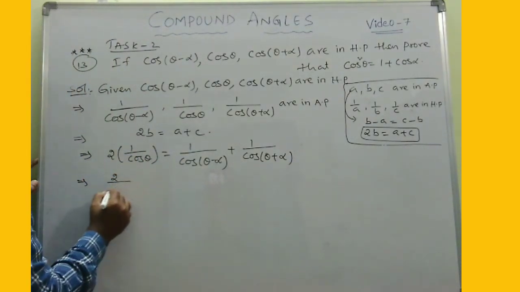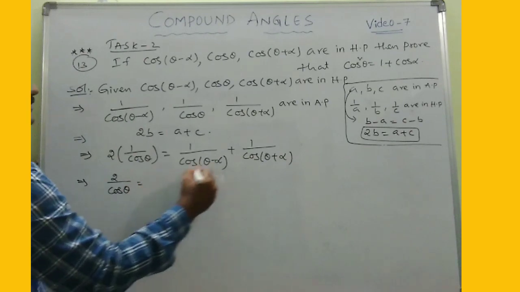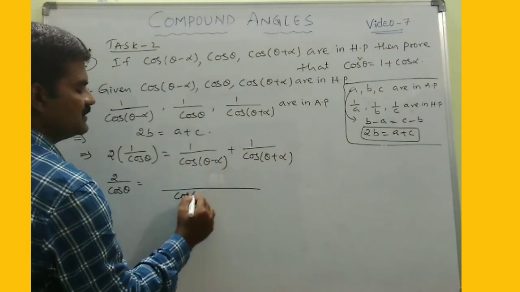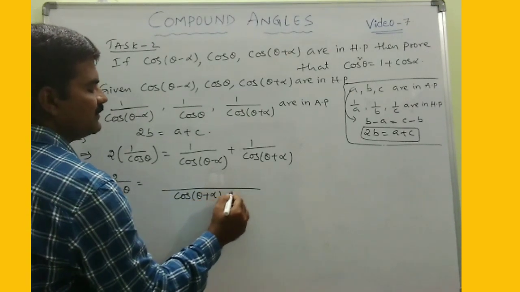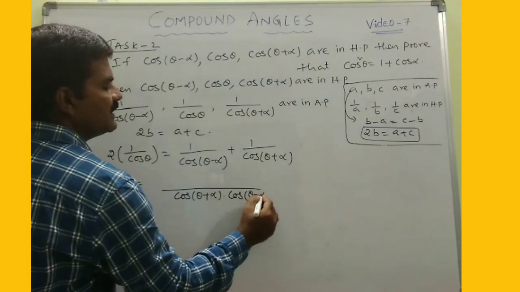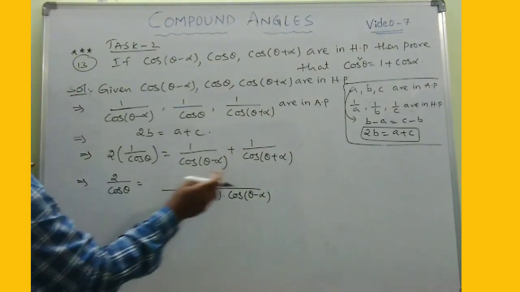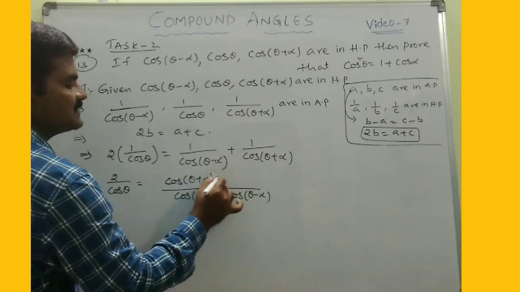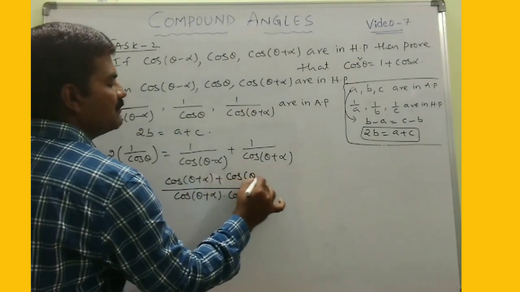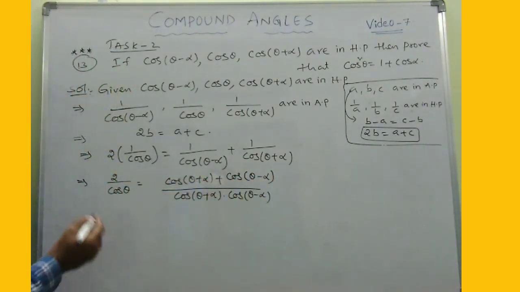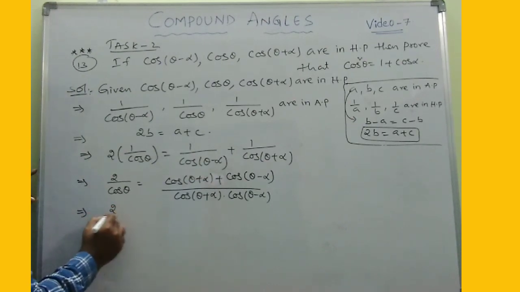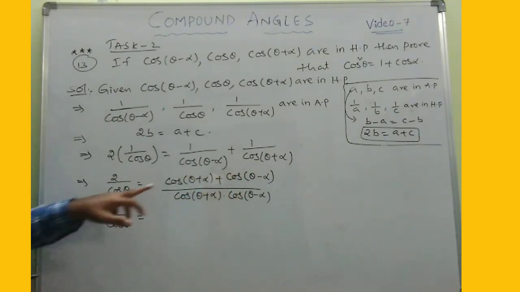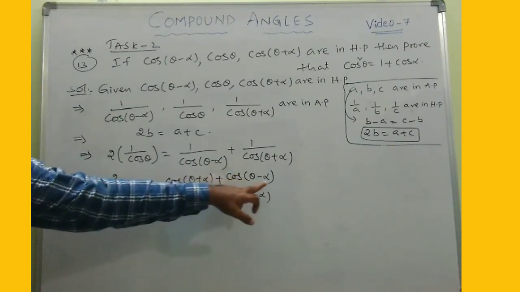Now just simplification. So first of all, LCM is nothing but product, isn't it? So cos of theta plus alpha into cos of theta minus alpha, product, and cross multiplication, no? So this is cos of theta plus alpha plus cos of theta minus alpha. Okay, so 2 by cos theta is equals to, actually you can expand this cos of A plus B and cos of A minus B.